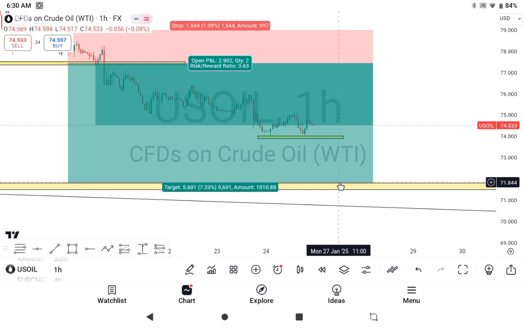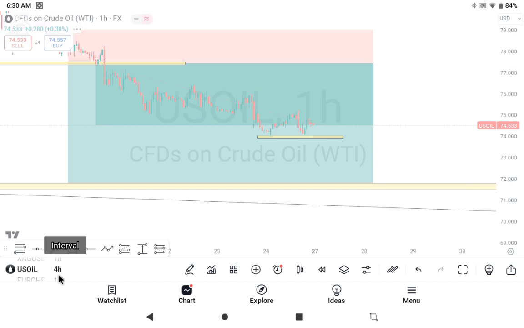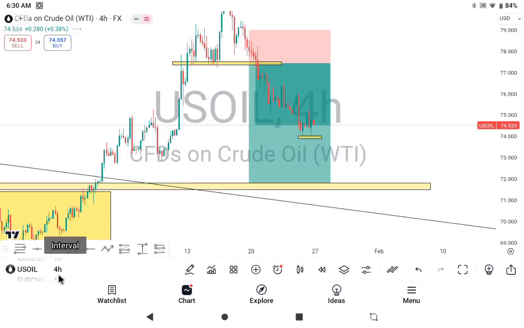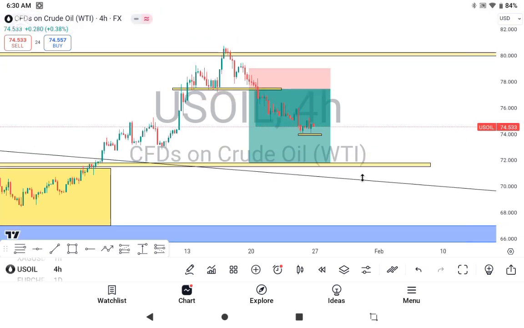So that is that on US oil. US oil price is on a retracement to fill a minor level of support. Let this previous resistance right here turn support properly before US oil price will push back up. So we have seen it on the higher time frame.